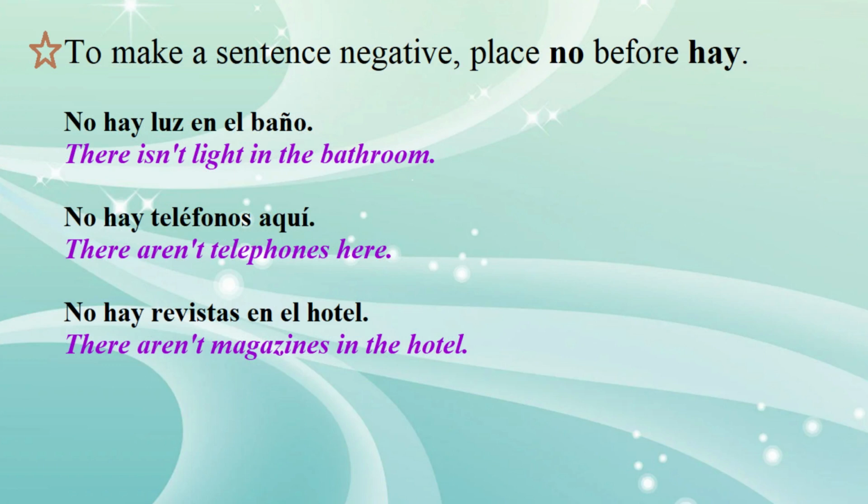To make a sentence negative, place no before hay. No hay luz en el baño. There isn't light in the bathroom. No hay teléfonos aquí. There aren't telephones here. No hay revistas en el hotel. There aren't magazines in the hotel.